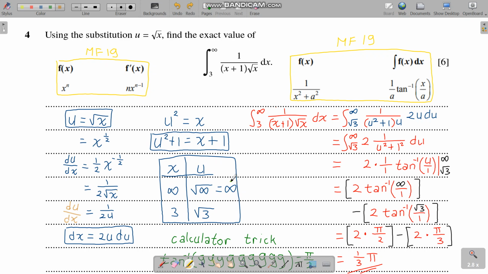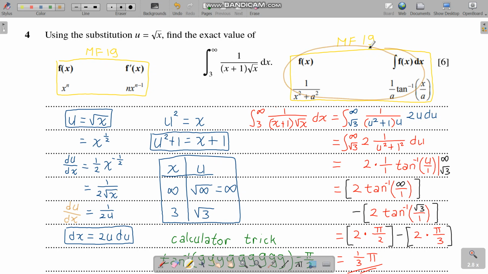So we're ready to substitute everything. Start with the limits of integration. 3 to infinity becomes root 3 to infinity. And we replace x plus 1 with u squared plus 1. We replace root x with u. We replace the dx with 2u du. So we substitute everything, and it is in terms of u. Now we can start integrating.